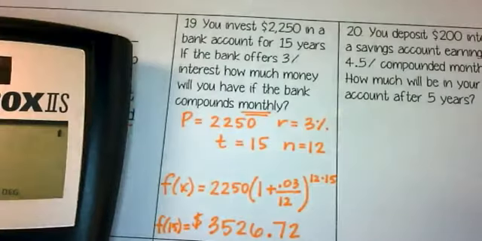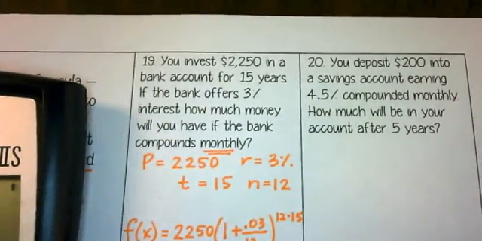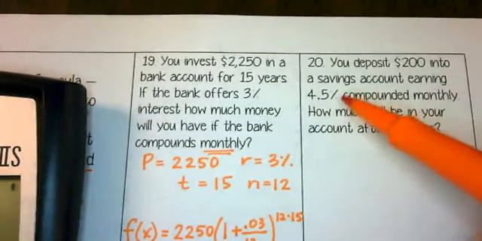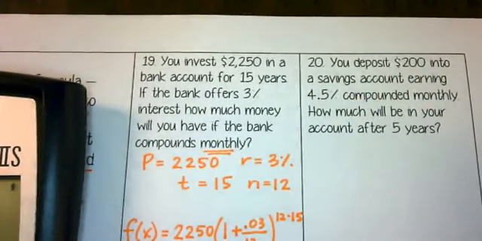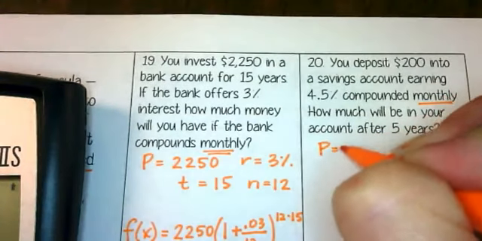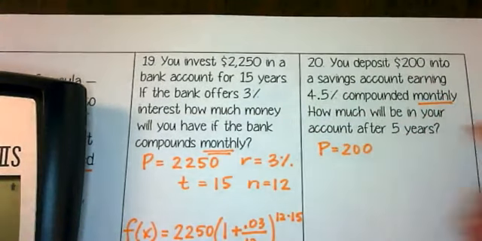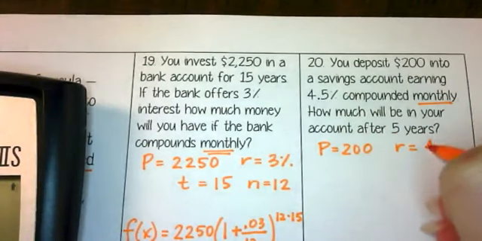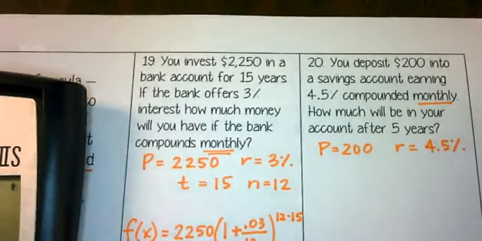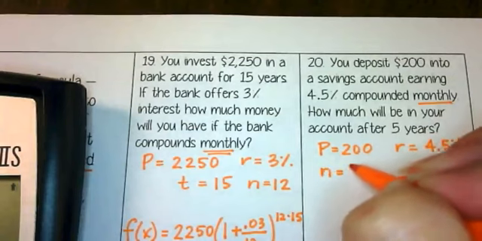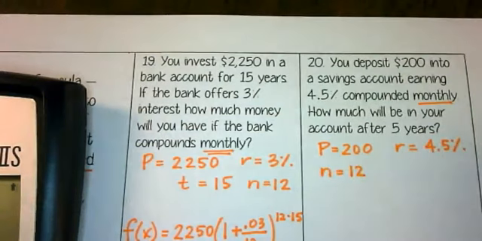All right, for the next one, you deposit $200 into a savings account that's earning 4.5% compounded monthly. So how much will be in your account after 5 years? Our principal amount is $200. That's what we started with. Our rate is 4.5%. We're compounding monthly, which means N is 12. And then the time is 5 years.